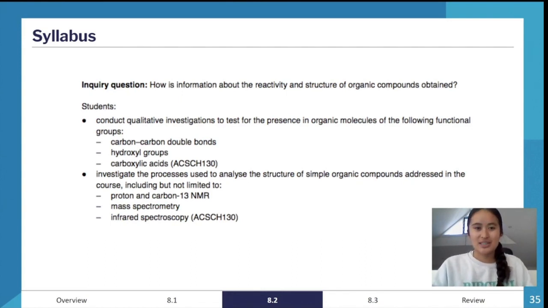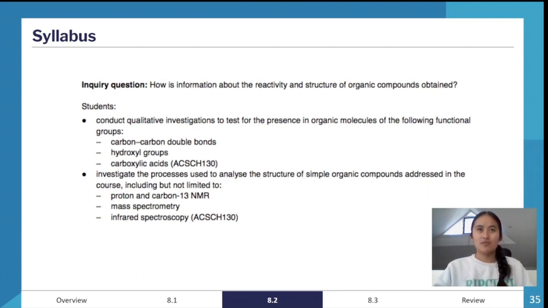So this is the syllabus. The inquiry question is, how is information about the reactivity and structure of organic compounds obtained? And it looks smaller than the first one, but this is a lot of skills-based stuff. So we'll just go through it quite thoroughly, so you get used to the kinds of questions because this is quite new, but I can almost guarantee you that there will be a question from this section in your HSC or your trial.